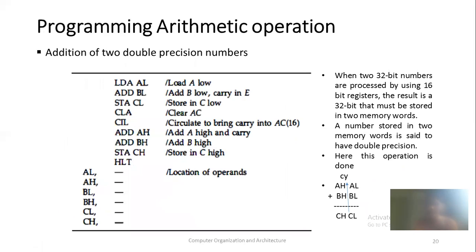Next, let me see how you can do double precision addition of any number. First of all, what is a double precision number? If your number is of 32 bits and you are using processor registers of 16 bits, that means the size of your register is half of your data. At that time, your processing is known as double precision processing. For example, if you want to add a 32-bit number to another 32-bit number using a simple 16-bit register and 16-bit ALU, how do you do it?